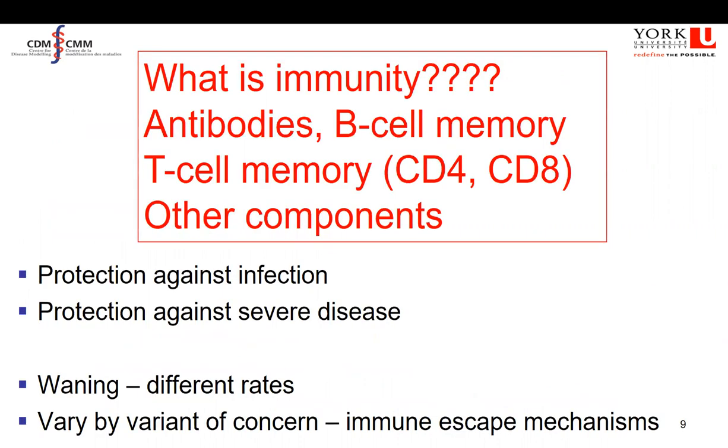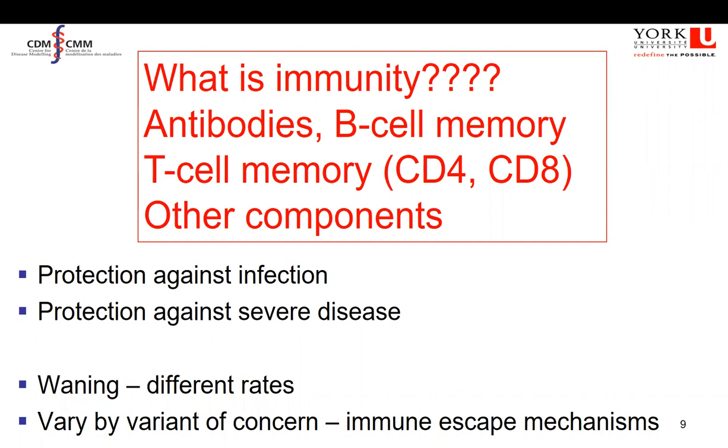Okay. So the first thing to consider is, what is immunity? Well, I'm going to talk about antibodies and B cell memory, as well as T cell memory from CD4 and CD8 T cells. There's lots of other components. And generally, or simplistically, we can think about immunity this way, where antibodies can protect you from being infected, and memory T cells, if you become infected, can really protect you from having severe symptoms. And so you may even have an asymptomatic infection because your T cell memory is quite high.